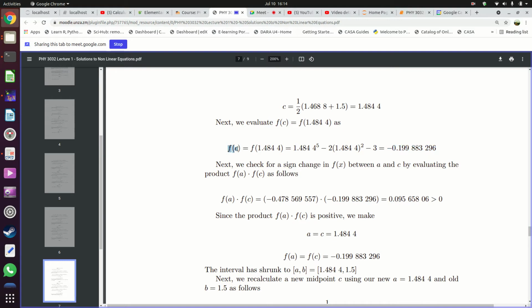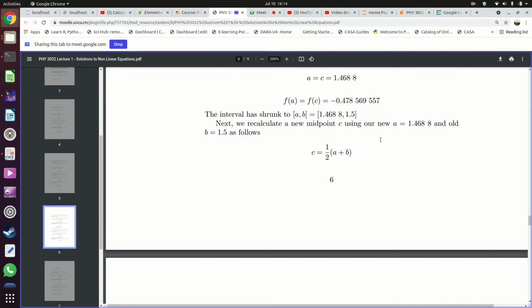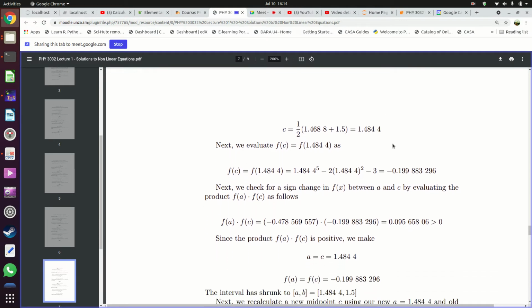So why are you trying to find out the value of the function at the midpoint? The reason again is because you want to find out if between A and C there's a solution. If there's a solution, fine, you change the boundary accordingly. But if there's no solution, then you can make C become A. So in this case, f of A is what you have up here. That's our f of A. Then f of C is what we've just found here. This is our f of C.